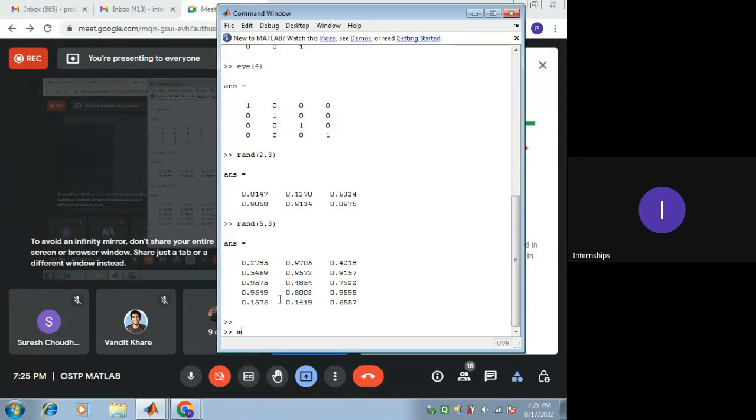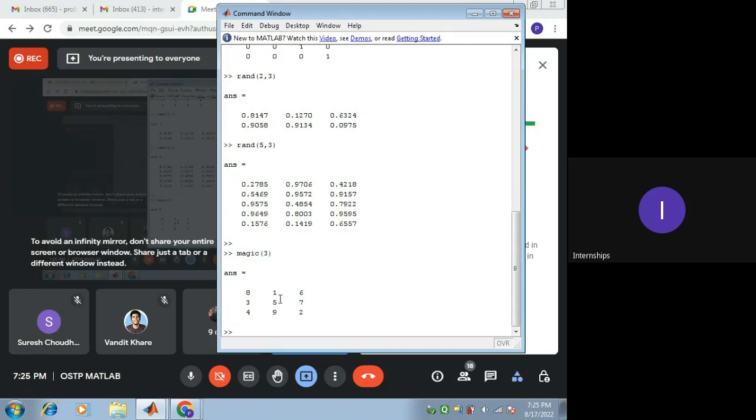And another command I have already discussed, magic 3. It will also generate a 3 cross 3 matrix with a speciality, that is summation along rows and columns will be equal, even along the diagonal, that will be equal.